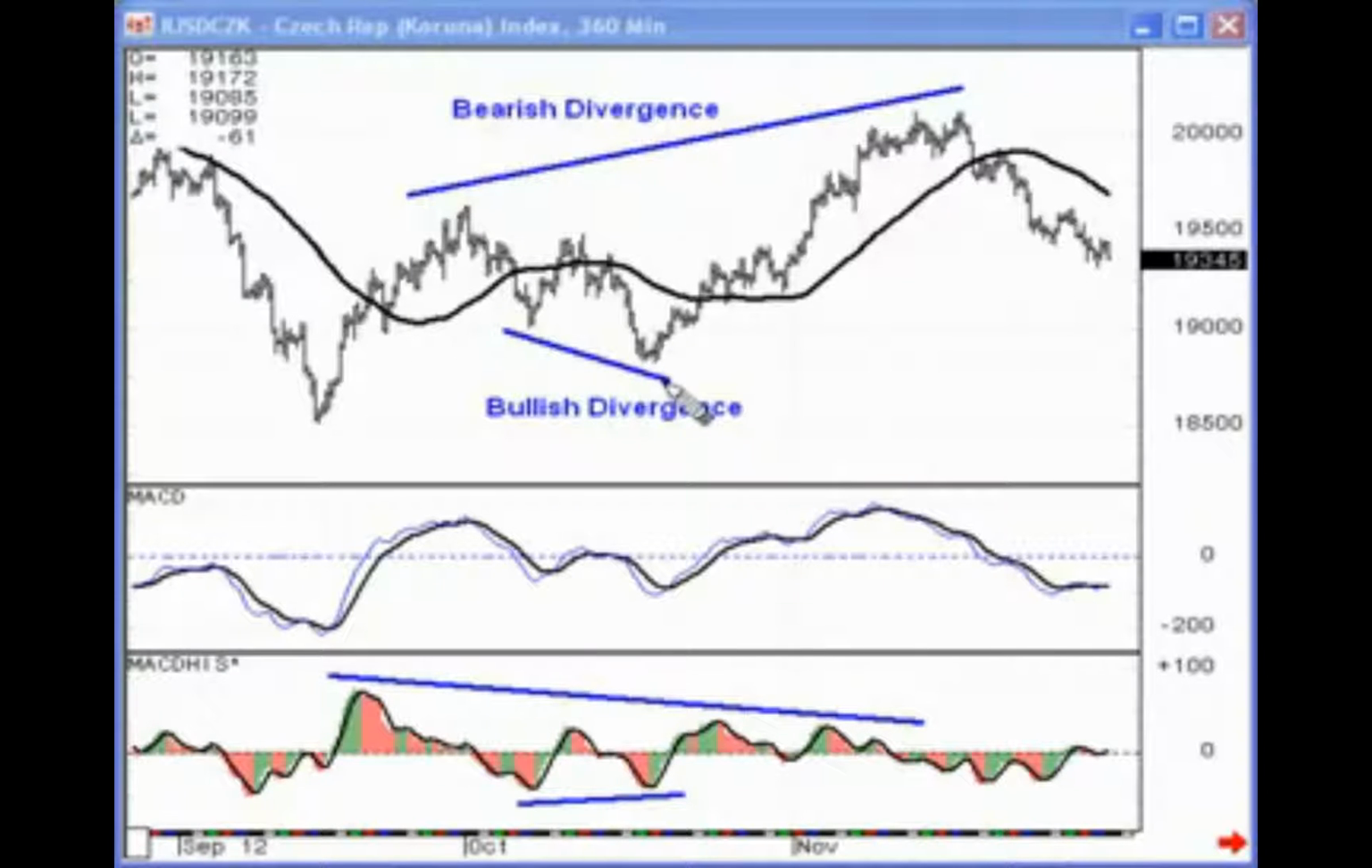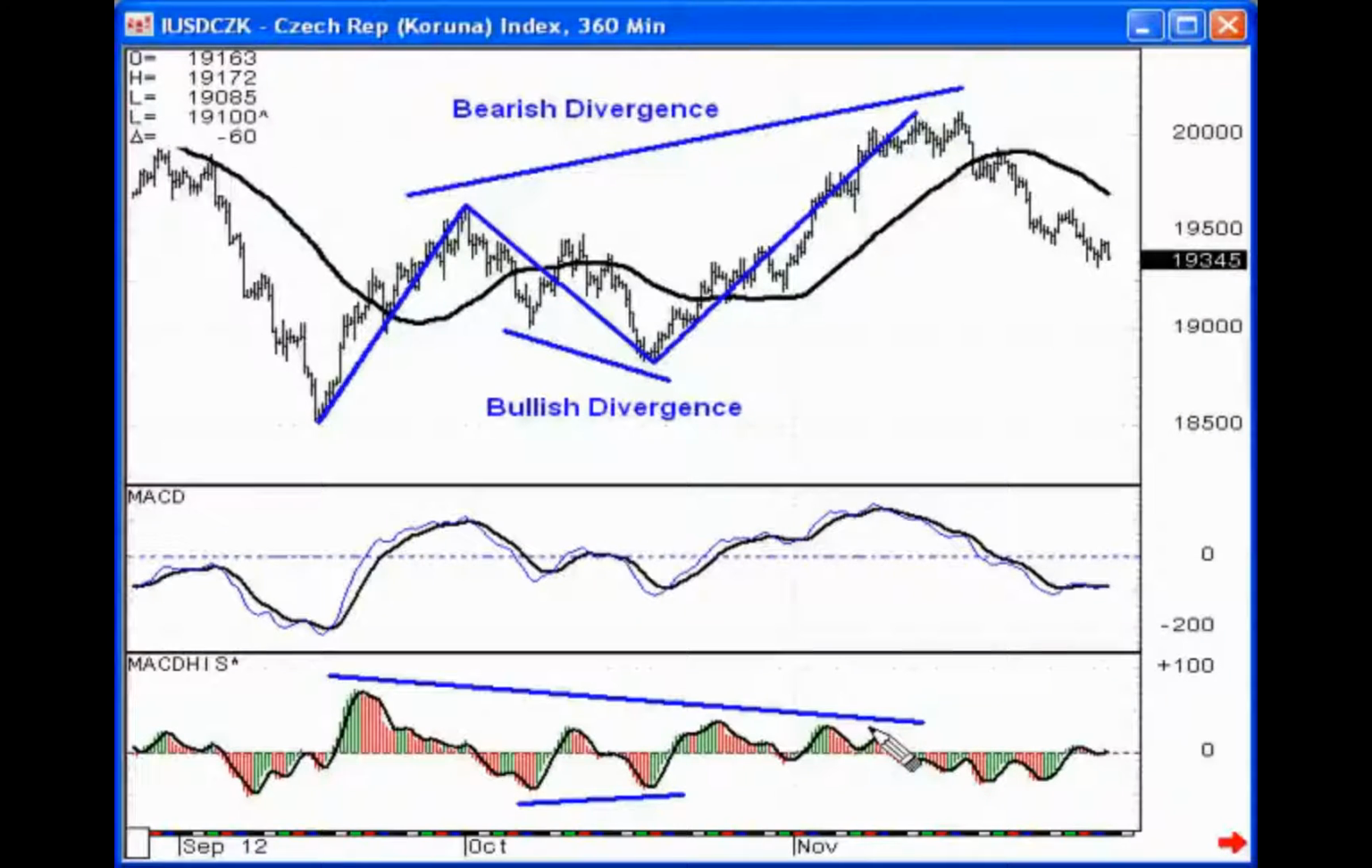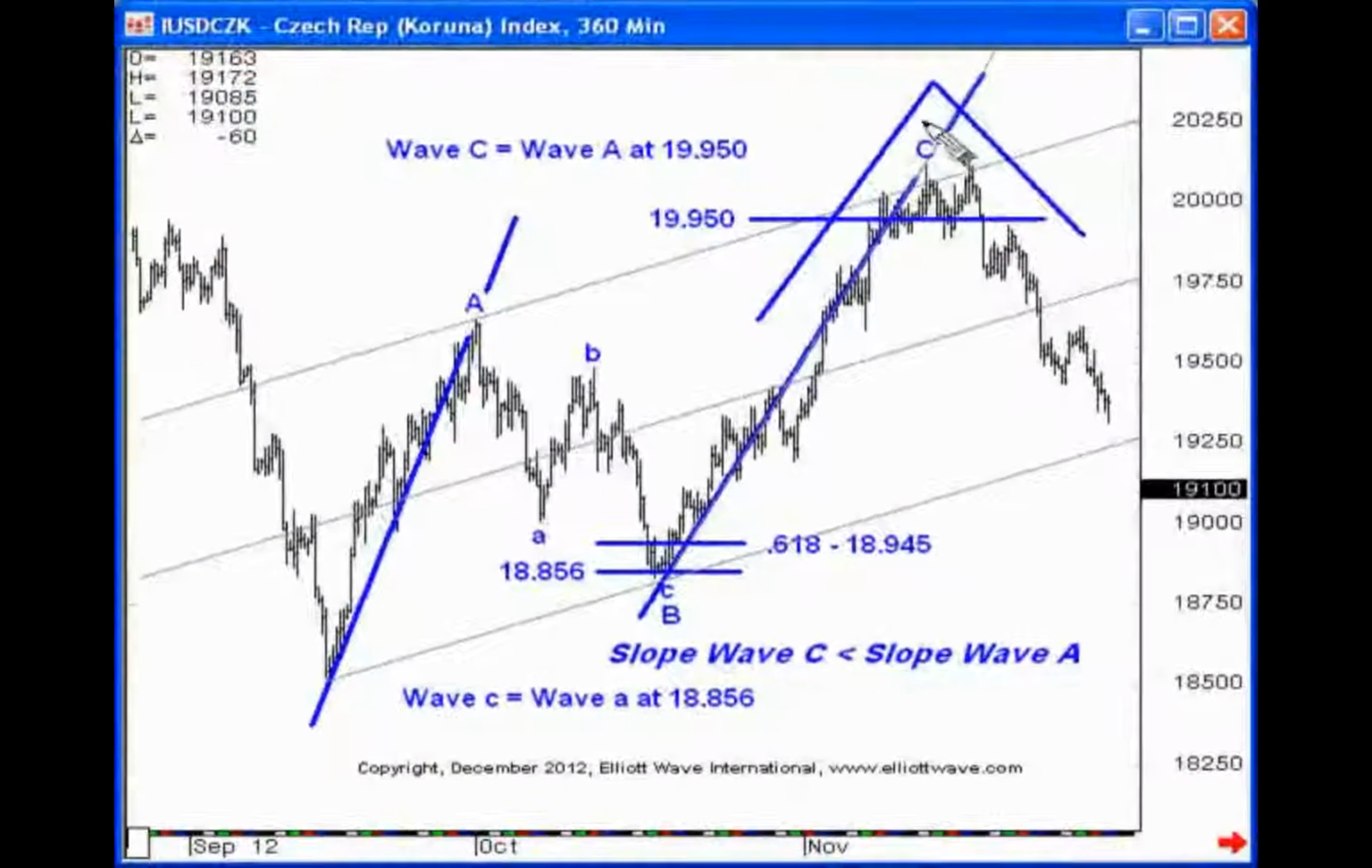Notice the divergence between the extremes of wave C and wave A here in the MACD histogram, and also in the extremes between wave C and wave A, because this was our larger wave A, B, C move up here, and again notice the divergence, or the decrease in momentum to the upside. This also explains the shallow slope, and it allows you to again more accurately identify this pattern as a zigzag in a real-time market environment versus a developing impulse wave.